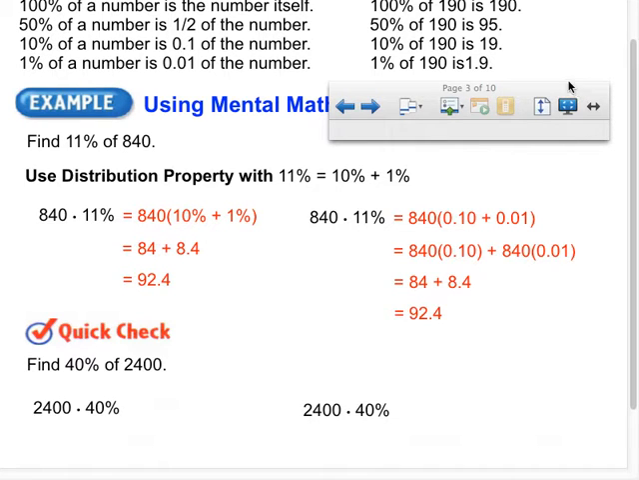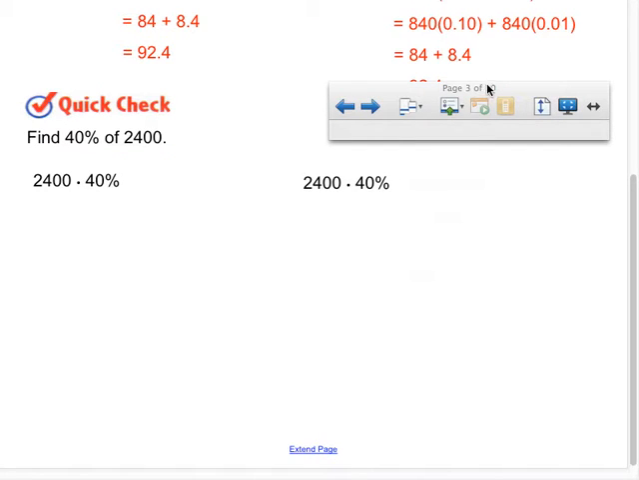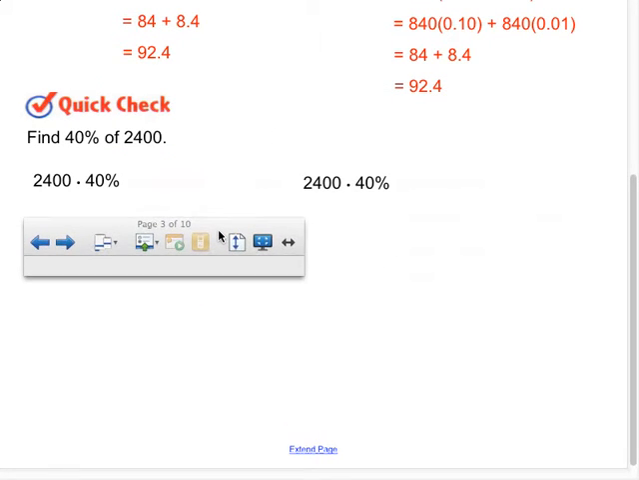Okay? So now here's what I want you guys to do. I got 2 examples right here, or 1 example right here, sorry. I want you to set up the distribution property, and I want you to solve this. Whether you write it out as decimals, that's fine, or just leave it as a percent, that's fine. Set that up.